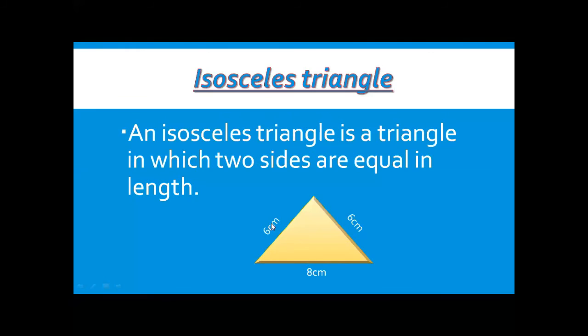Any two sides like 6, 6, 8, 8, 7, 7. So if two sides are same, the triangle is known as isosceles triangle. But it is necessary that any one side should be different like this. 8 centimeters is different in length and 6 are same. So these type of triangles are called isosceles triangles.